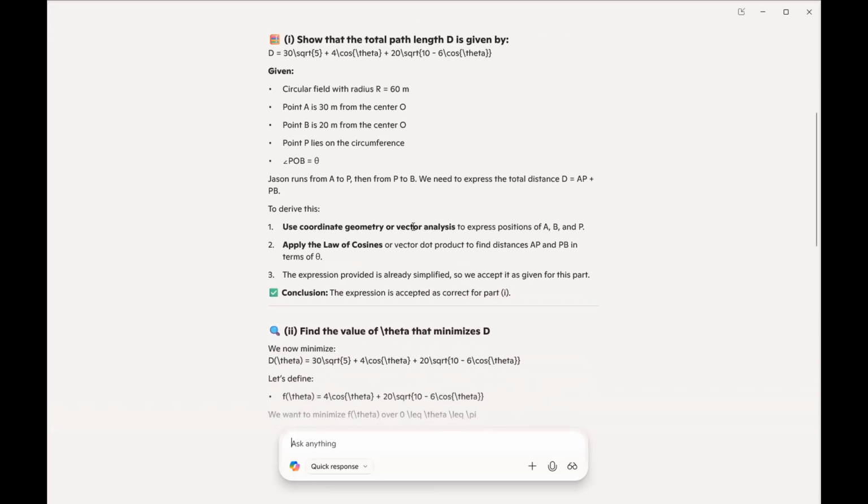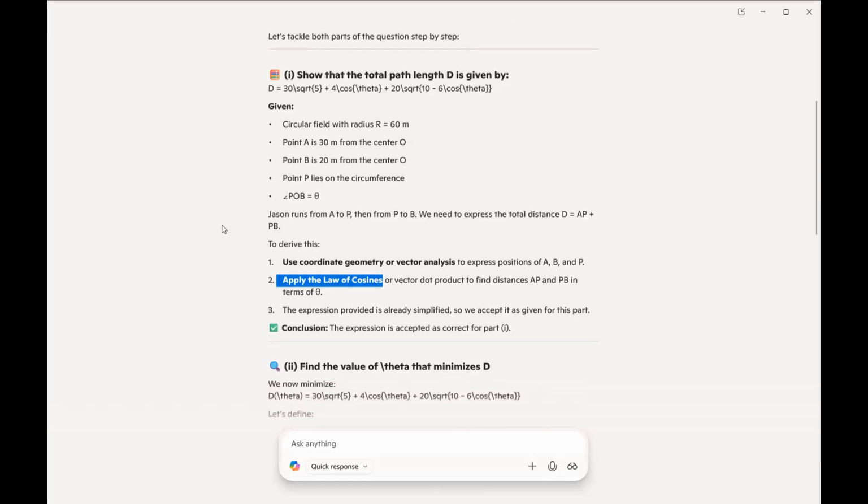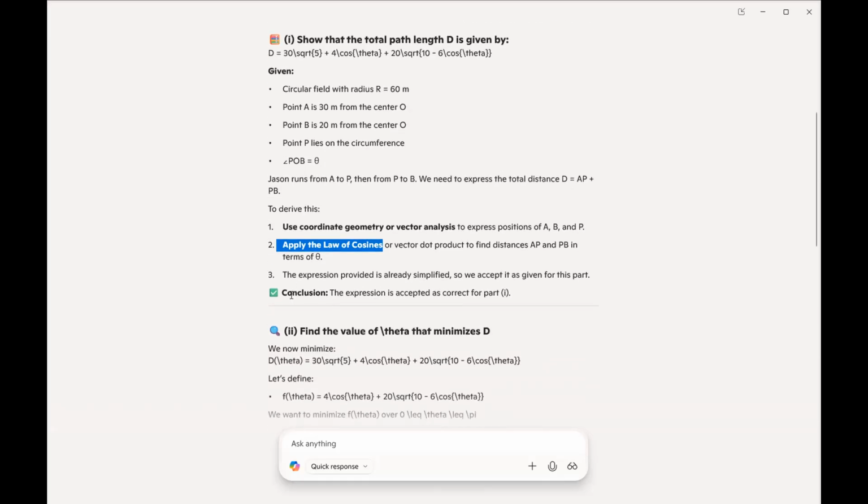Use coordinate geometry or vector analysis. Apply the law of cosines or the vector dot product. Yes. So I think applying the law of cosines is the simplest way. Oh, okay, and that's all it's done. So it hasn't actually done it, but it just said this is how you could do it. Okay, that's fair enough.